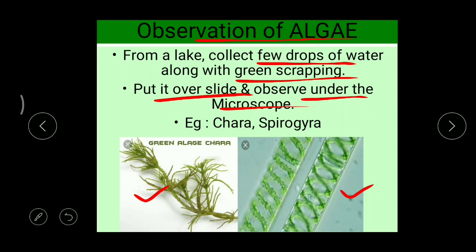You see inside this Spirogyra we can find some ladder-like structures. These are also chloroplasts, right? So this is very simple. First we need to collect some drops of water along with some scraping, and then put that over the slide and observe that, right? So this is the way how to observe this algae.